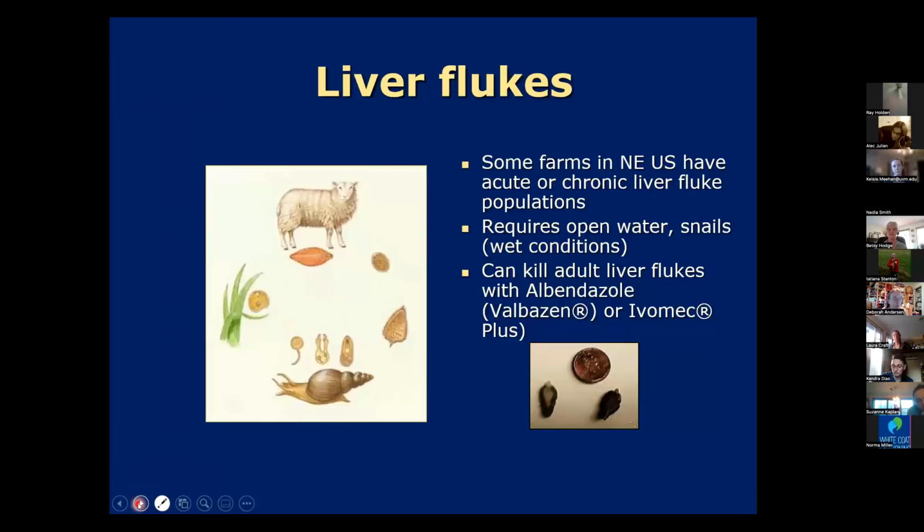You can kill adult liver flukes with albendazole, which you might know as Valbazen, or Ivermectin Plus, which has clorsulon. But you can't kill the immature flukes. So meanwhile, these immature flukes are traveling around in the livers, making them feel terrible.